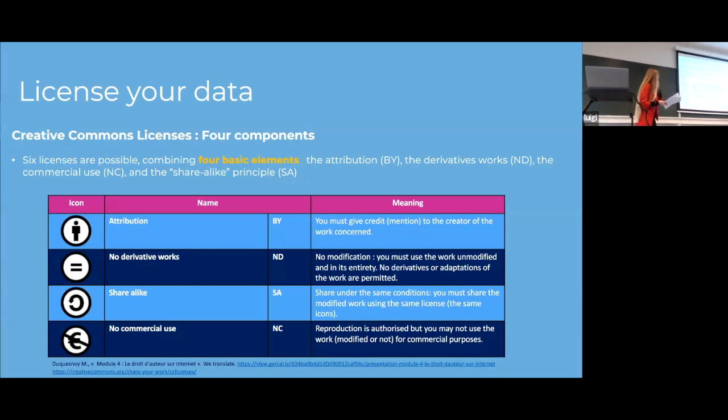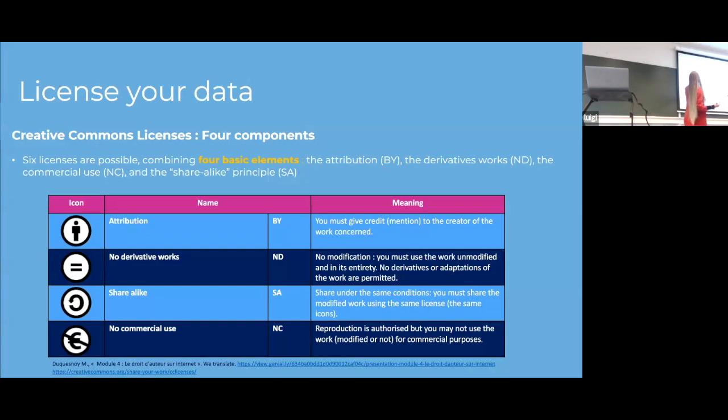Concretely, with Creative Commons there are 6 licenses combining 4 elements. These elements are, first, the attribution: you must give credit to the creator of the work concerned. In all Creative Commons licenses, you have to cite the author. That's the attribution. The second element: is it possible to make a derivative work from my data, or not?